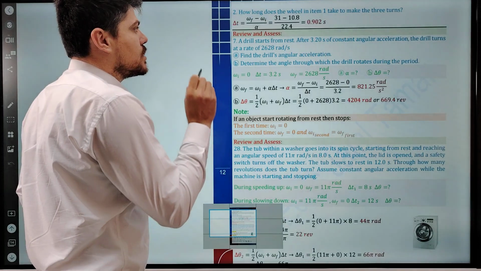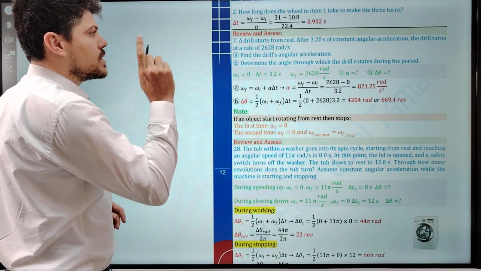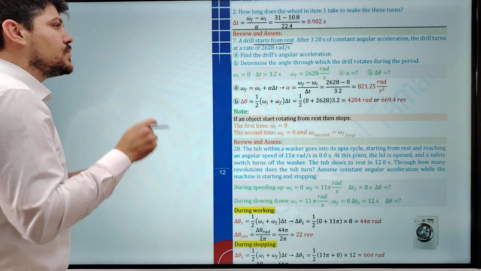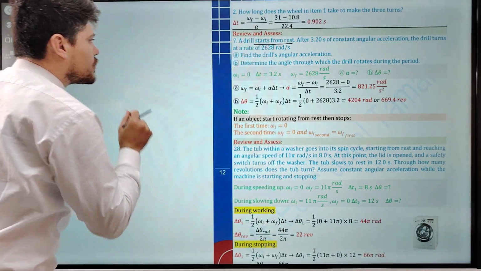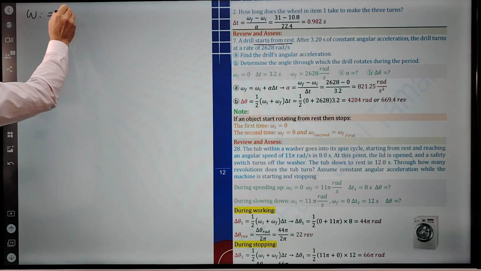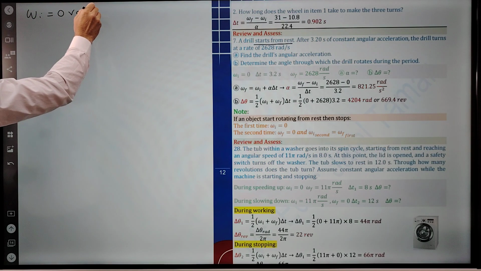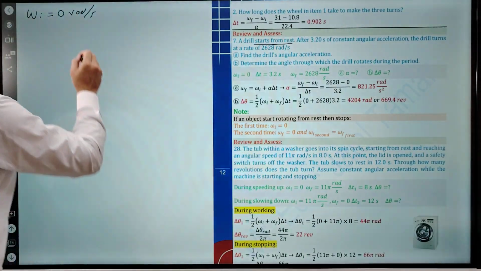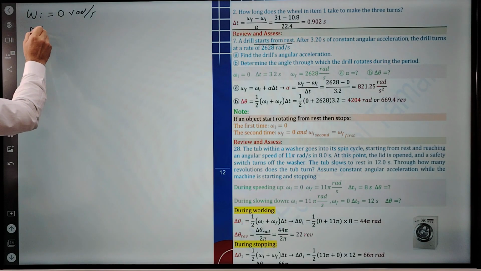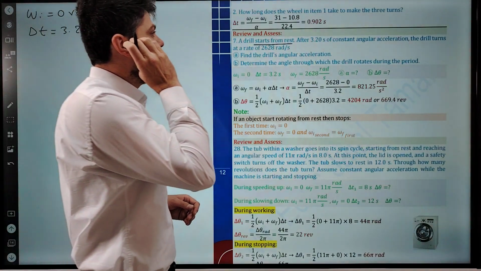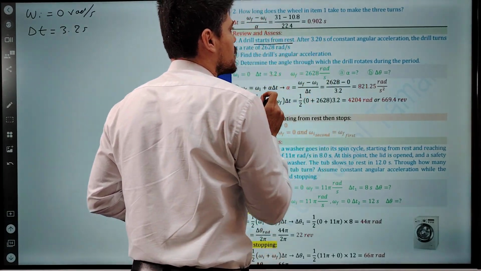The question says, a drill starts from rest. Be careful, please. What do you mean by start from rest? If you see start from rest, it means that omega initial is 0. Okay? And after 3.2 seconds, this is the time interval. The time interval given is 3.2 seconds of constant angular acceleration.